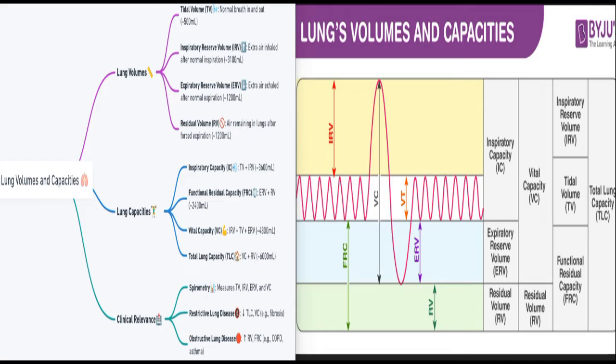Alright, so with the factors affecting lung volumes or capacities, the main factors influencing lung volumes are age, sex, height, and ethnicity. With sex, generally the volumes are greater in males than in females. With age, extremes of age have lower lung volumes. Height, taller people have larger lung volumes. And ethnicity, generally blacks have lower lung volumes than Caucasians.